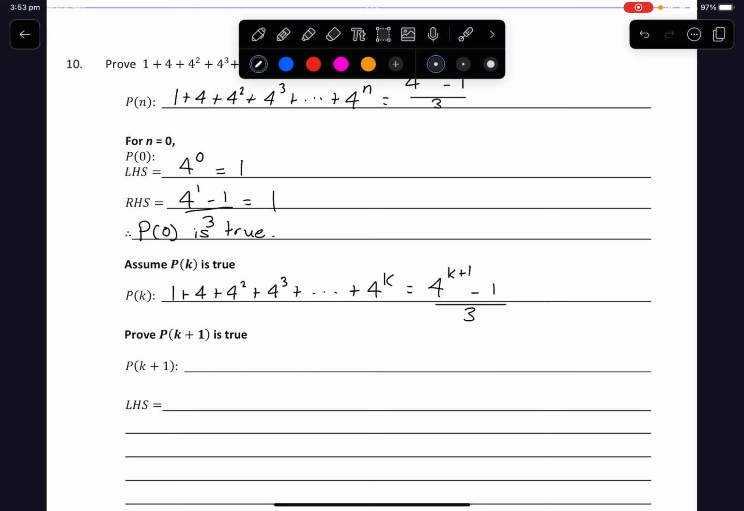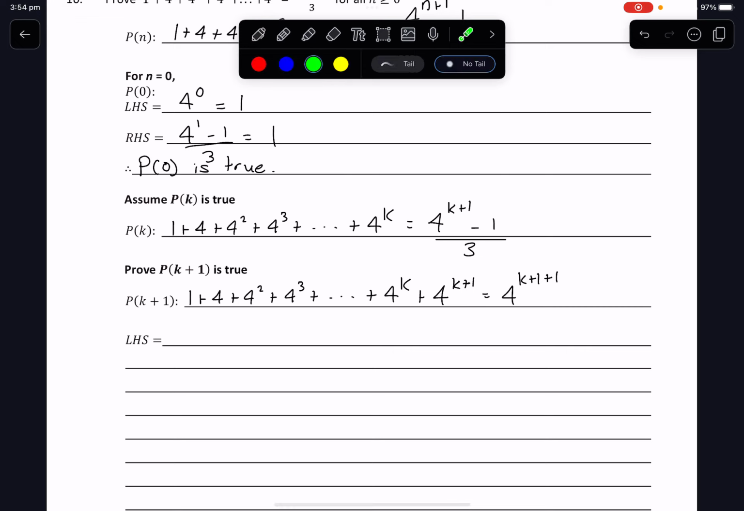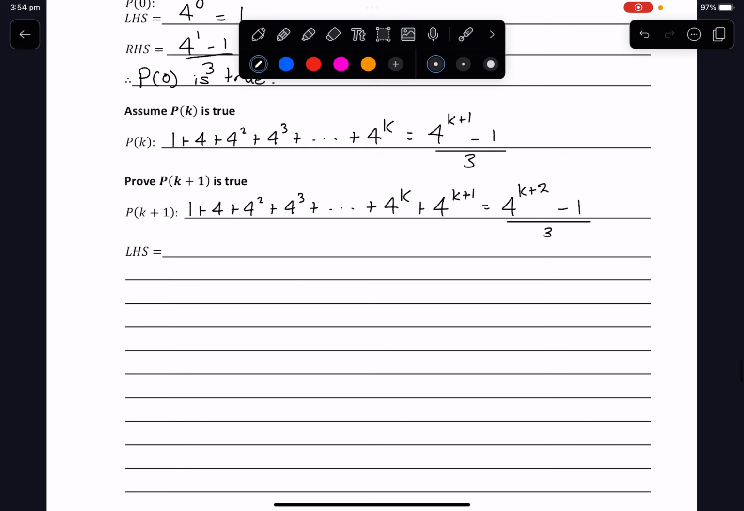Now we're going to look at my P of k plus 1. So I'm going to be a little bit sneaky and steal all of this and duplicate it down here. But we've also got a 4 to the power of k plus 1. And we're going to say that that is equal to 4 to the power of k plus 1 plus 1, so I'm putting in k plus 1 instead of k, minus 1 all over 3, but we know 1 plus 1 is just 2. Now what we're going to do, we're going to prove this is true.